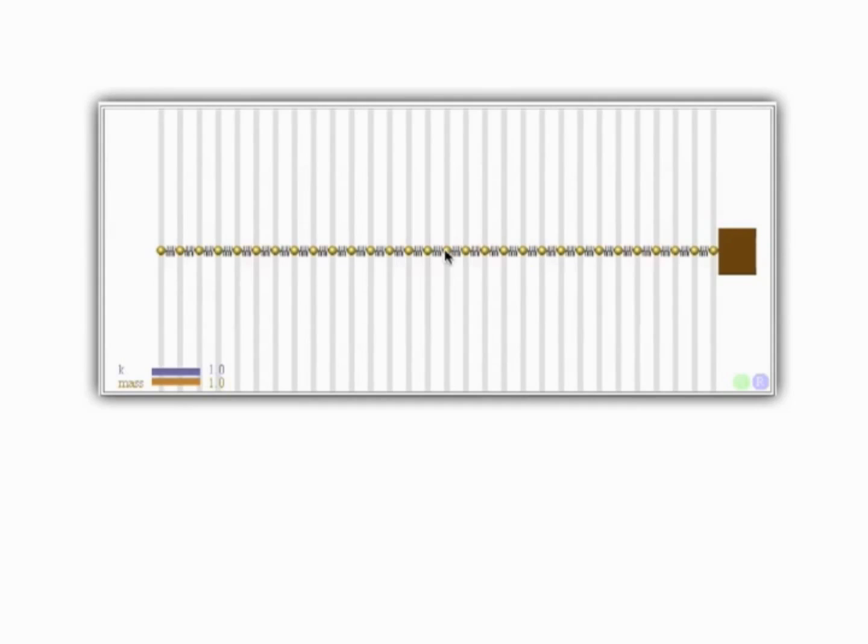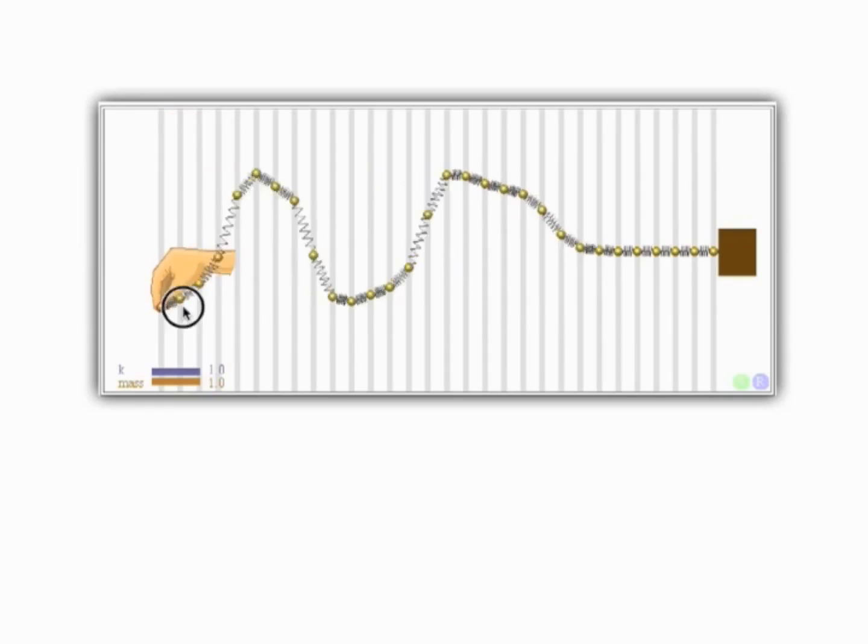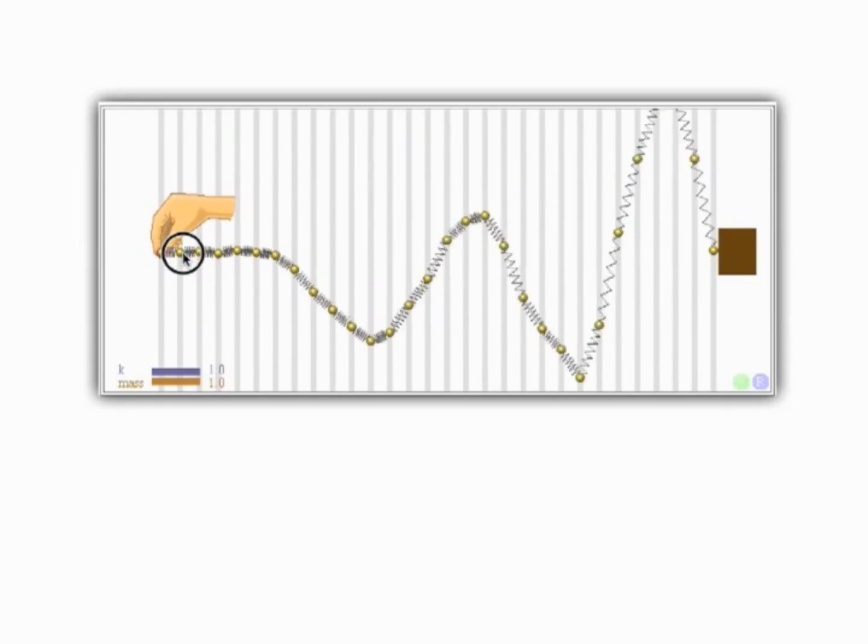Here we have a bunch of beads connected by springs, and the beads, with holes in them of course, are constricted in their motion through these vertical wires. All right, so this is a good image to help us visualize what's happening with waves. We've got this line of beads connected with springs, and we're going to move them up and down. You can see that we generate a wave pattern.